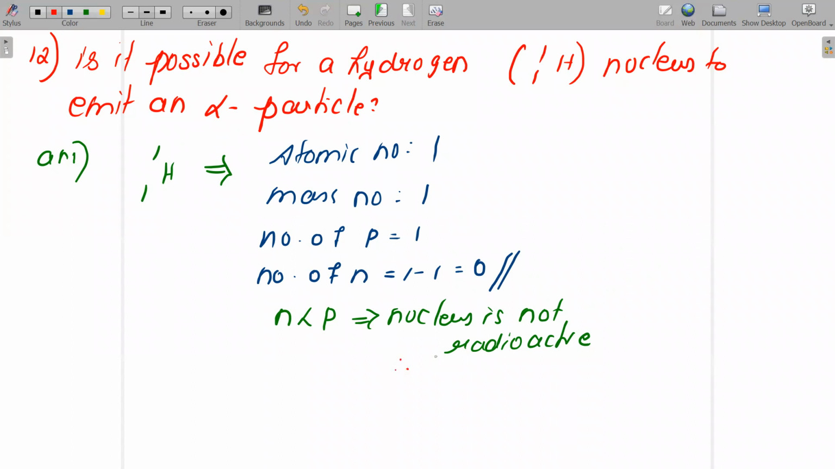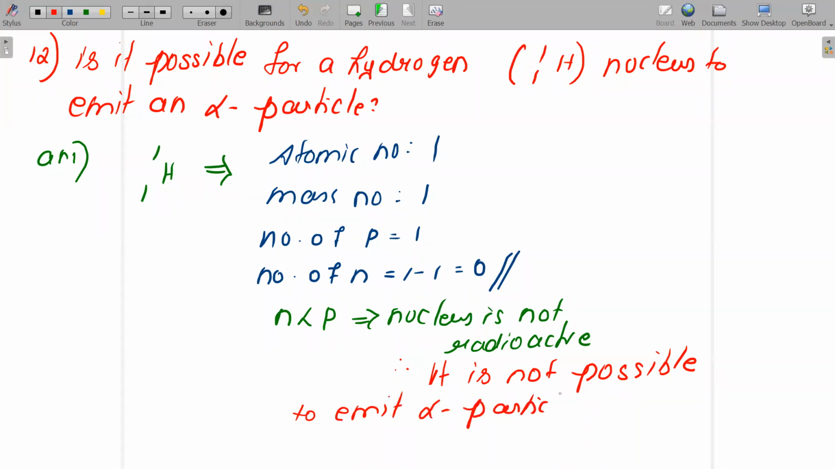Therefore, alpha particles are not emitted. Therefore, it is not possible to emit an alpha particle. Children, you know the concept. Such an easy chapter, also not there, right?